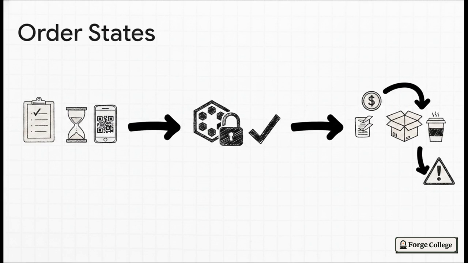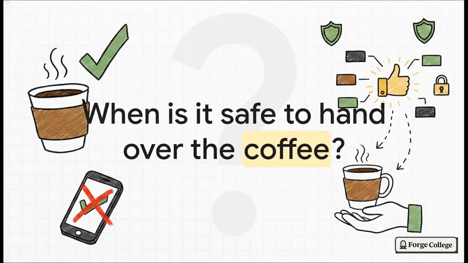Third, paid. The transfer is officially confirmed on the blockchain and matched to our reference key. Fourth, fulfilled. You've actually shipped the goods or handed over the coffee. And finally, refunded or disputed for when things don't exactly go according to plan. Your code must strictly enforce these transitions. No skipping steps. So, the crucial question here is, when is it actually safe to hand over the coffee?